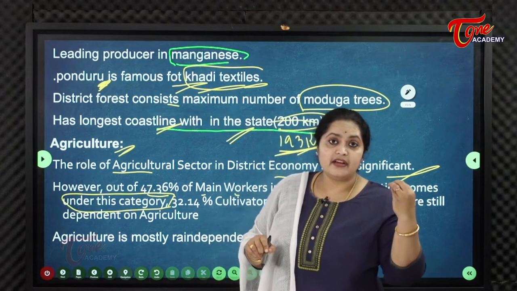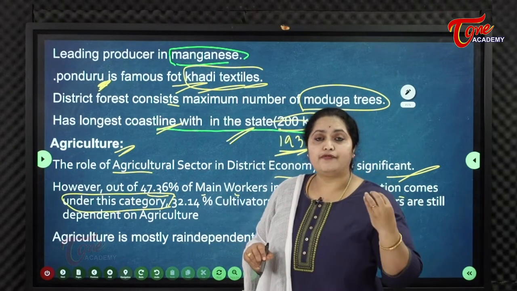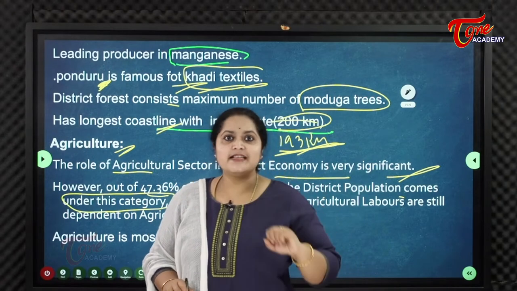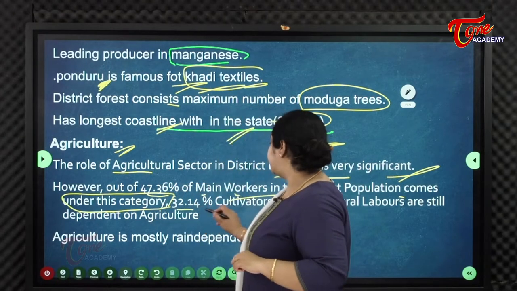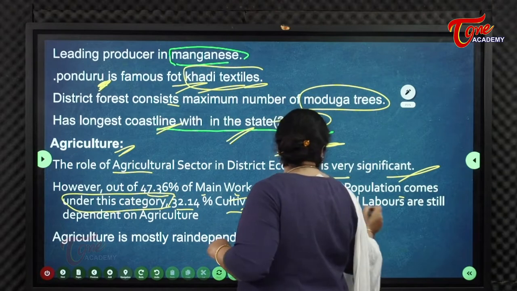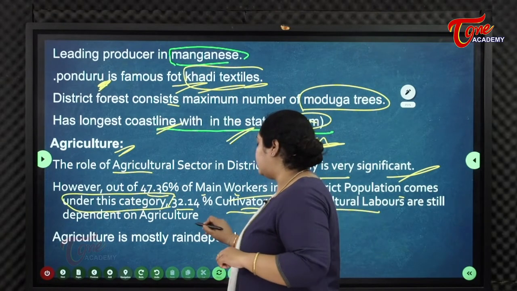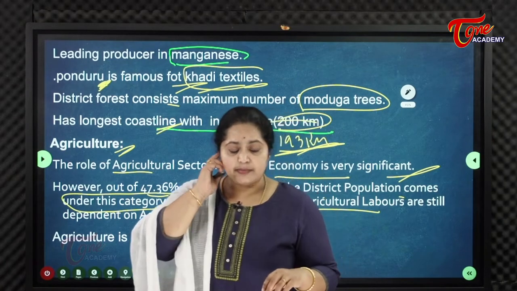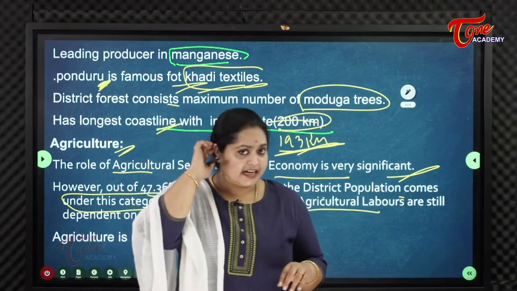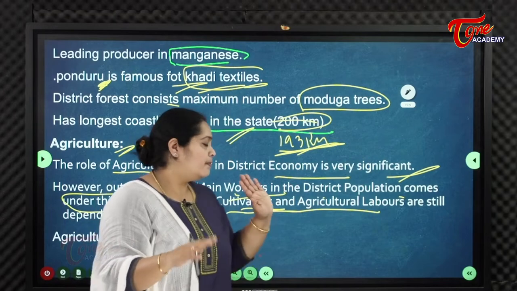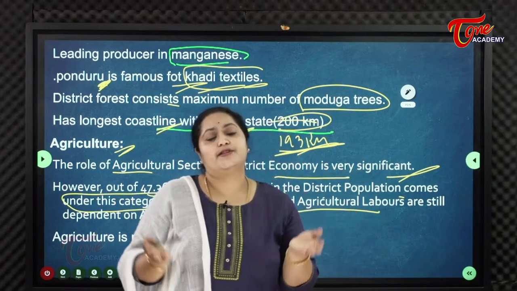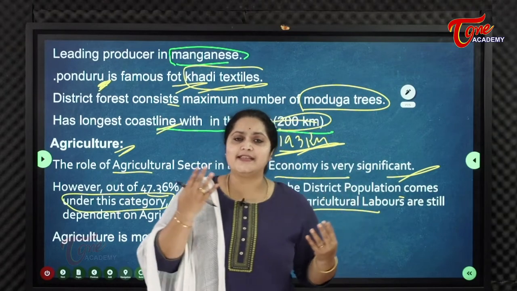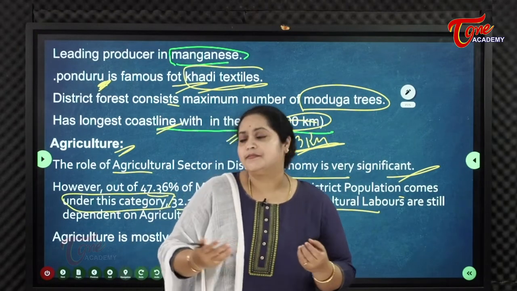Nearly 47.36% of the main workers are from the agrarian sector only. 32% of cultivators and agricultural laborers still depend on the agriculture sector only. So, in the district of Srikakulam, agriculture is a very significant sector. It's a very main sector.